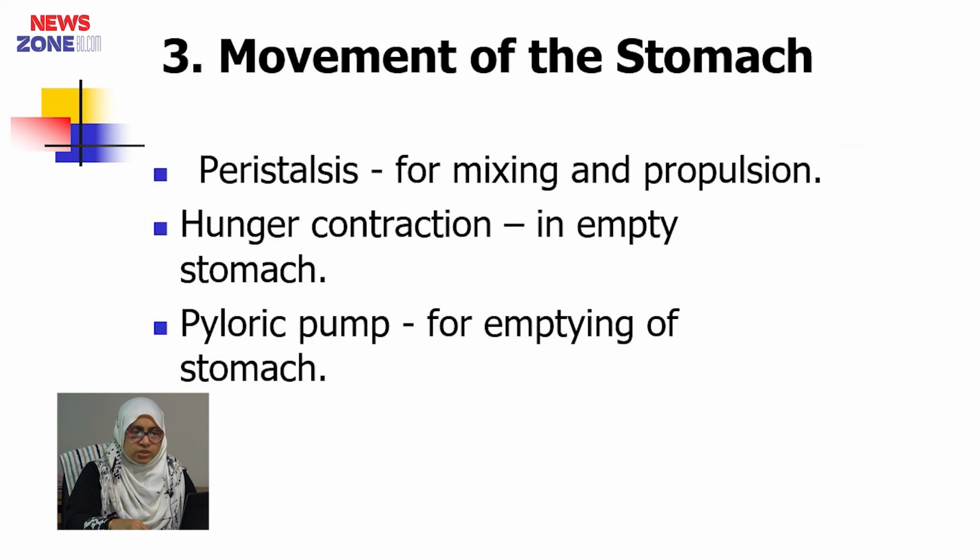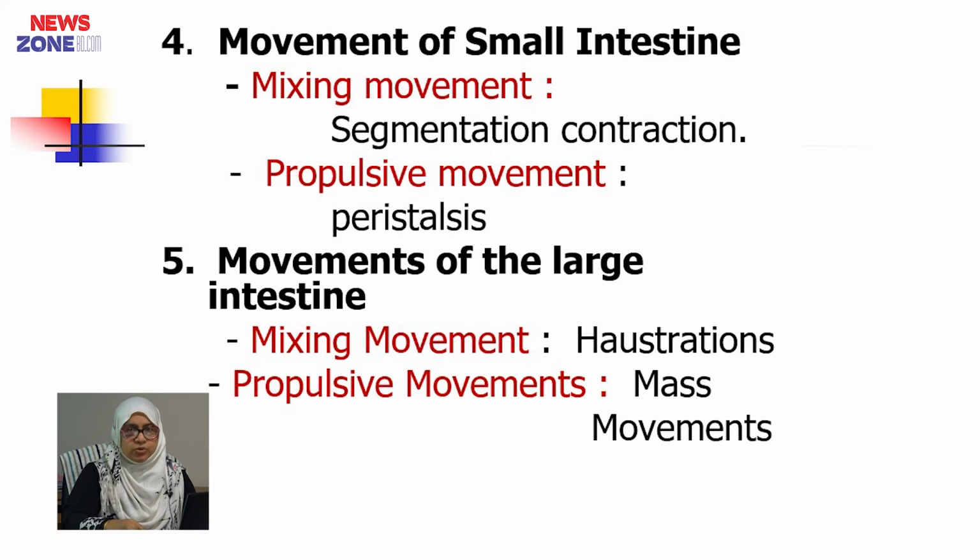Now, movement of the stomach. First movement is peristalsis. It causes both mixing and propulsion of the food content. Then hunger contraction, it empties the stomach. Then pyloric pump for emptying the stomach content. Then movement of the small intestine. First, the mixing movement of the small intestine is segmentation contraction. Then the propulsive movement is peristalsis. Then movement of the large intestine, in this case the mixing movement is haustration and the propulsive movement is mass movement.